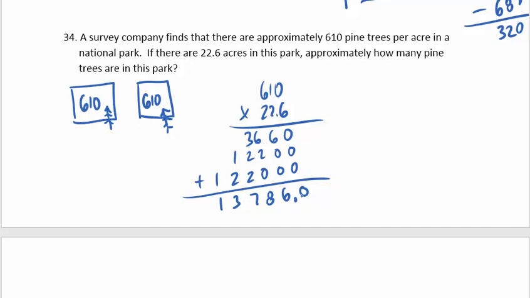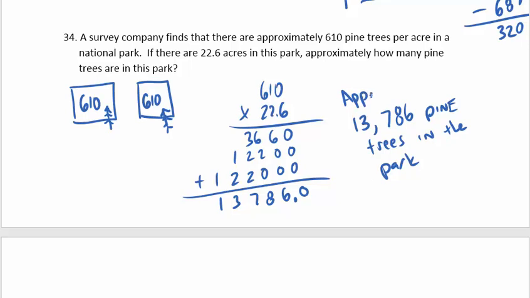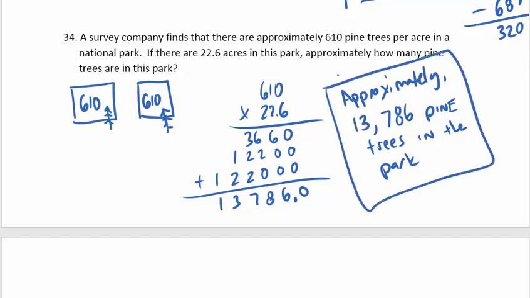So we would know that, since this is a story problem, we want to put some meaning to this number here: 13,786 pine trees in the park. And since this was kind of a rough estimate, let's say approximately. So anytime we're doing a story problem, we want to make sure we place some meaning on the number, because there's always going to be some sort of meaning.